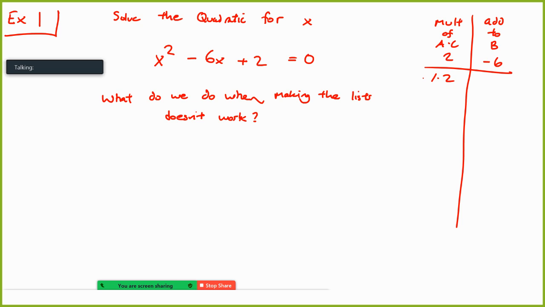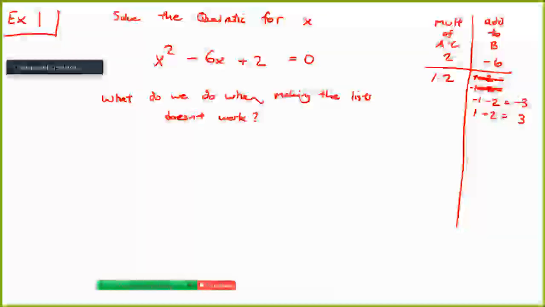1 times 2. And there's no more. There are no more whole numbers that multiply to make a positive 2. And if I try to add those together or subtract them, because we have a negative in this case, it's a positive 2, isn't it? So let me cancel those out. It would have to be -1 minus 2 or just straight up positive 1 plus 2. Either way, we're not going to get a -6 out of this. We get a -3 or a positive 3.